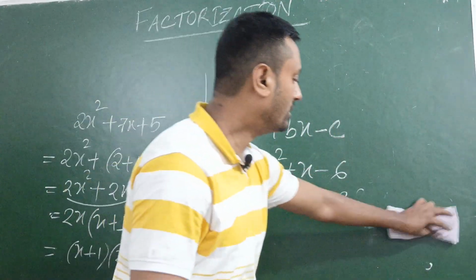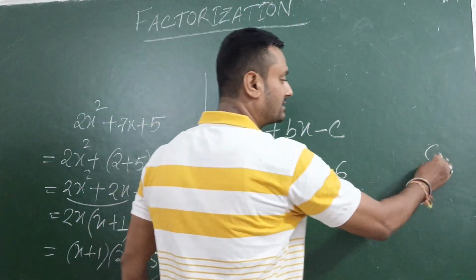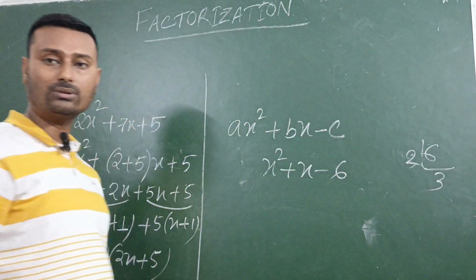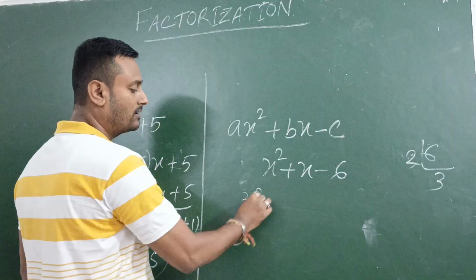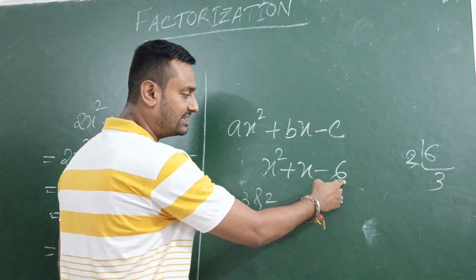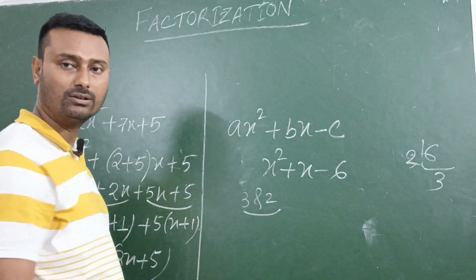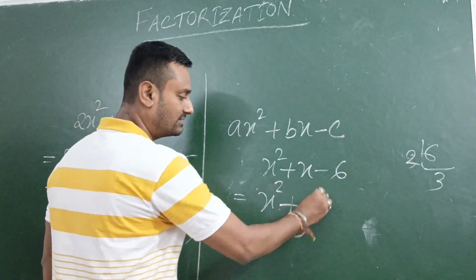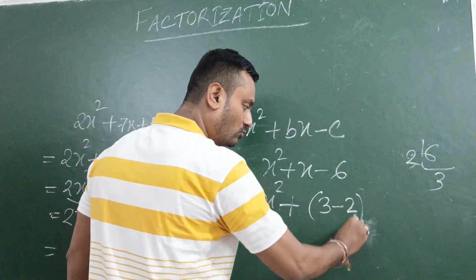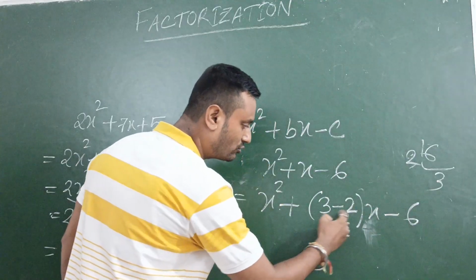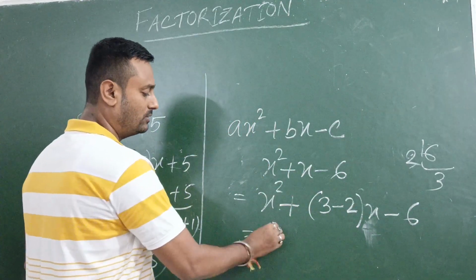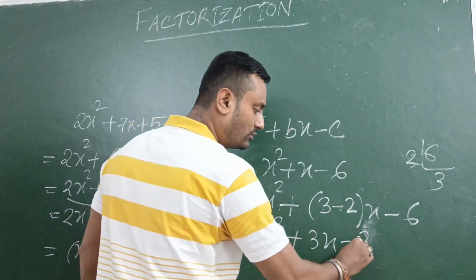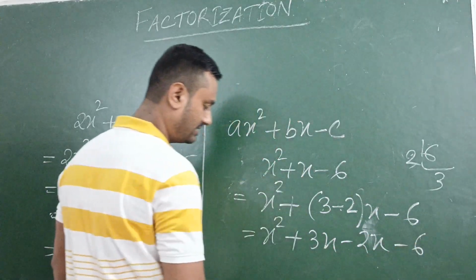So again you can find the factorization of 6: 2 into 3. 2 into 3 is 6. That means you can take the two numbers as 3 and 2. The product of 3 and 2 is 6. And 3 minus 2 is 1. That means you can write it like this: x square plus 3 minus 2 whole into x minus 6. 3 minus 2 is 1. Then you multiply 3 into x, which is 3x, minus 2 into x, which is minus 2x, and minus 6.